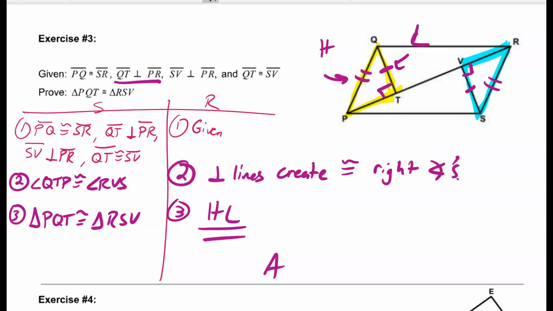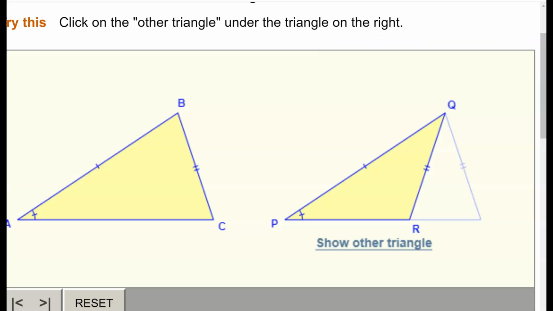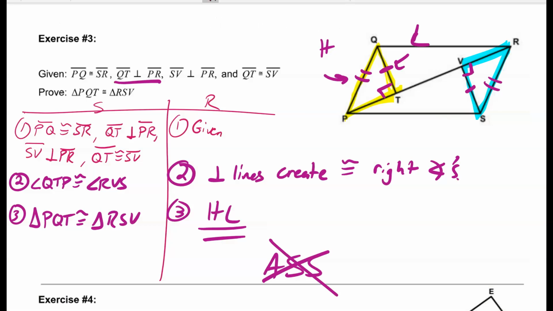So notice for each hypotenuse leg problem, we always want to prove that we have right angles. Otherwise, this would be angle side-side, and we would run into the issue where we could create two different triangles with that criteria. So remember, this only works for a right triangle, which is why we refer to it as hypotenuse leg instead.